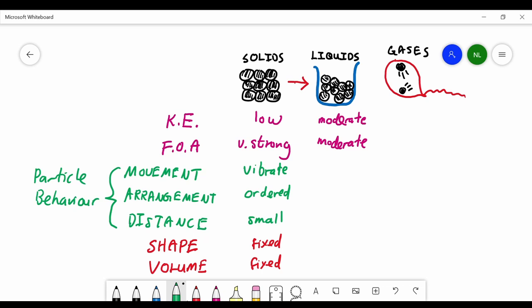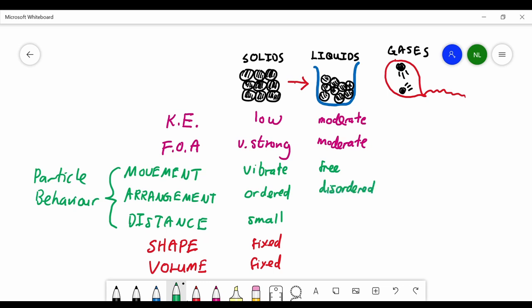Because particles of liquid have more kinetic energy and weaker forces of attraction compared to their solid counterparts, particles of liquid can move freely, unlike in solids, which can only vibrate in place. Since the particles in liquids can move freely, the particles are no longer arranged in regular order. We can describe this as being disordered.